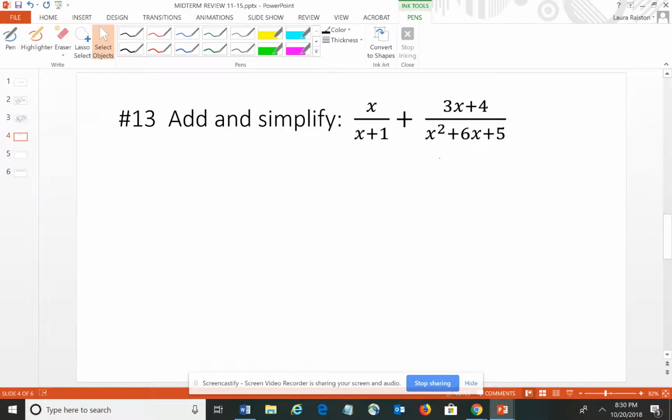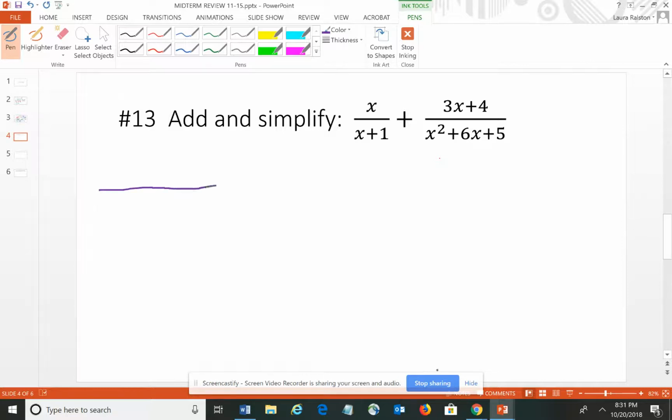Number 13, we need to add and simplify. But to add fractions, remember, or rational expressions in this case, you have to have a common denominator, which I do not have. And the way to find that common denominator is to factor the denominators that you do have.